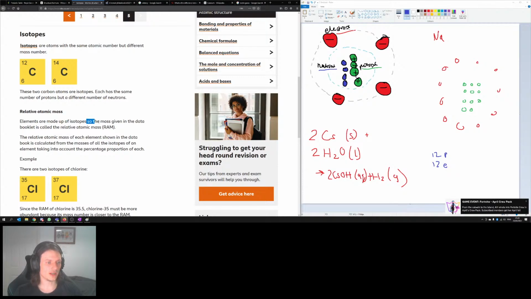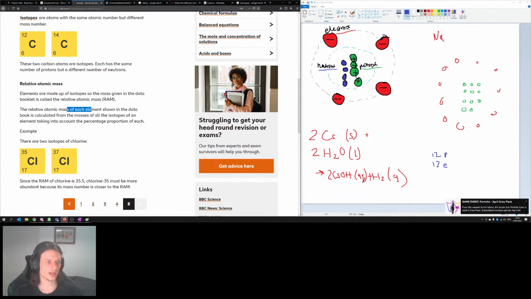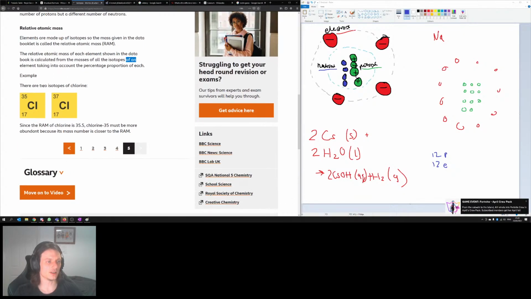Elements are made up of isotopes, so the mass given in the data booklet is called the relative atomic mass. The relative atomic mass of each element shown in the data book is calculated from the masses of all the isotopes of an element, taking into account the percentage proportion of each. Example, there are 2 isotopes of chlorine.